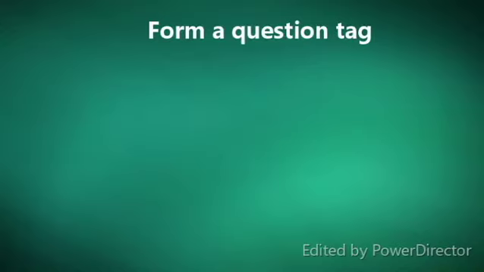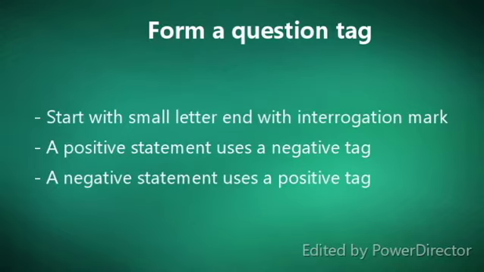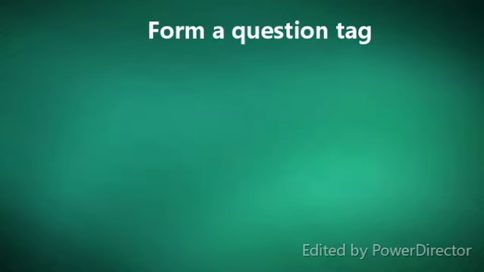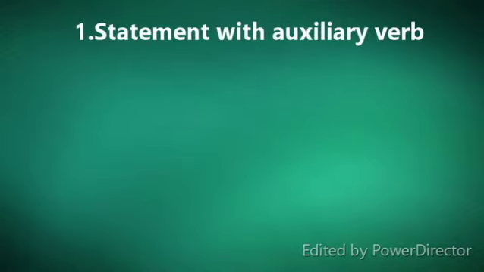A question tag is the shortest form of a question using the verb plus pronoun. Remember, it starts with a small letter and ends with a question mark. A positive statement uses a negative tag. A negative statement uses a positive tag. It has many types. First one, statements with the auxiliary verb.